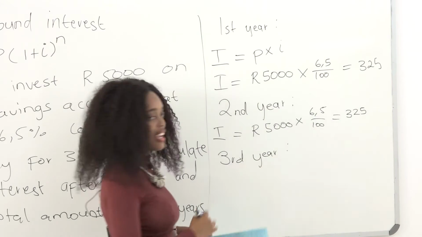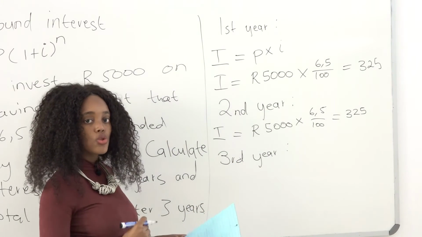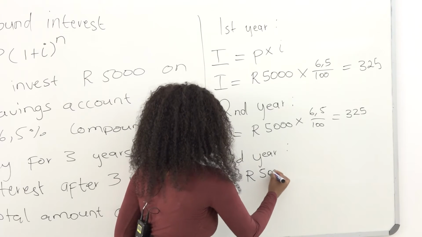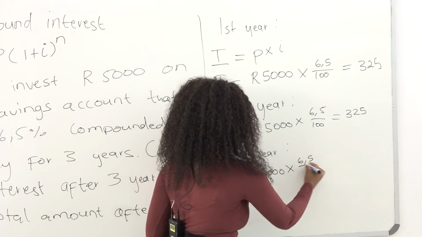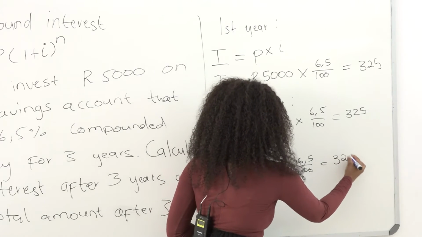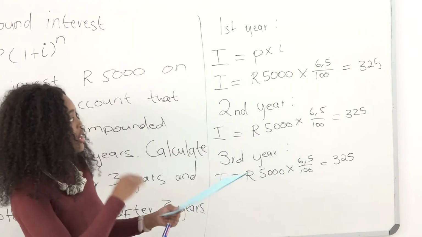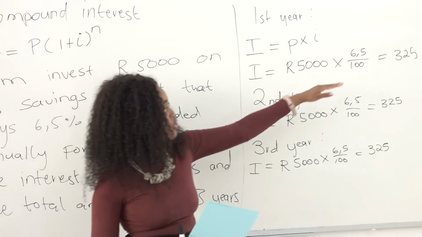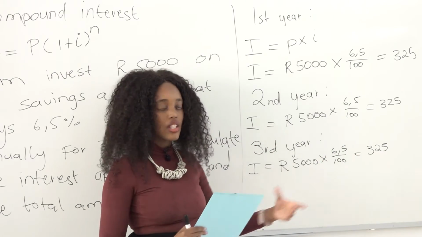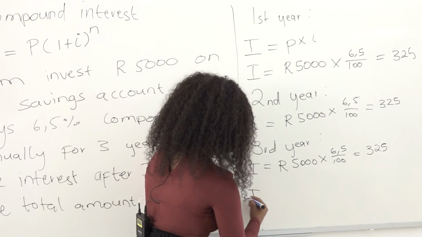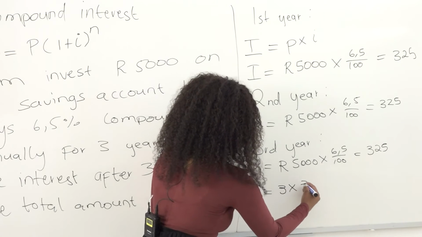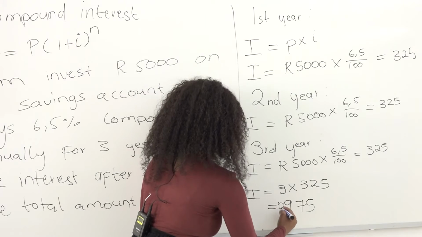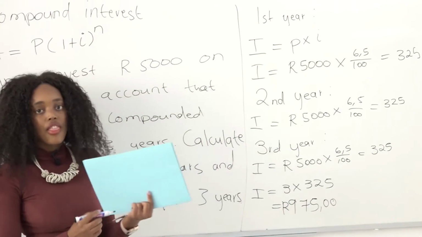which is the same thing again. We use the same original amount to generate the interest. We say again, I is equivalent to 5,000 rand times 6.5 over 100, which is 325. So this is the interest for each year. So the total interest after 3 years, we will add all these interests to get the final total interest, which will give us, because the amount is the same, 3 times 325, which is 975 rands interest after 3 years.